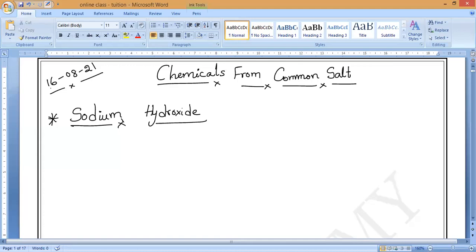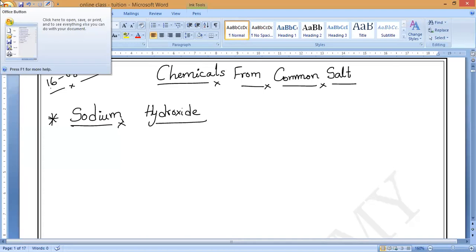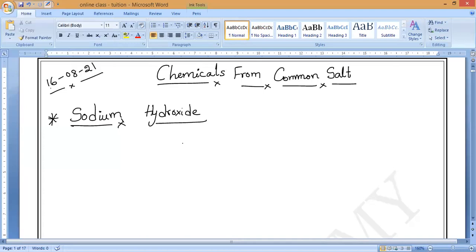So, as we know, yesterday we already discussed what we are going to study now. So, let us come to here. First, we'll discuss sodium hydroxide, which we were already discussing. Once again, we will quickly recall and continue from there. If you observe here, this is all under chemicals from common salt.